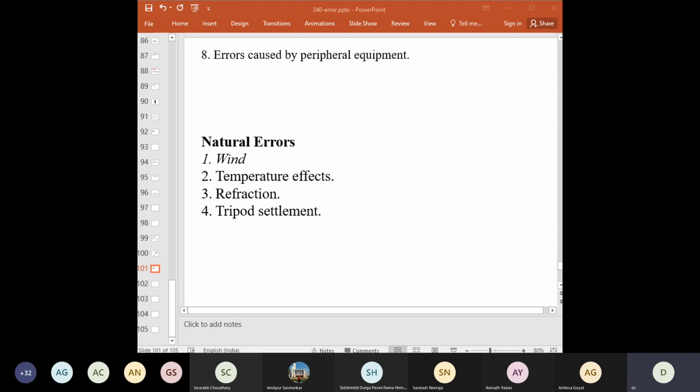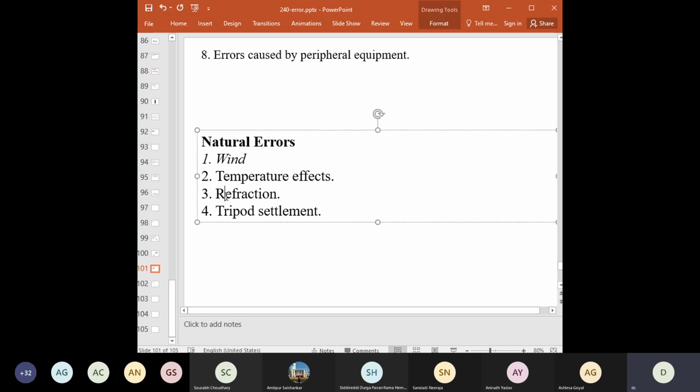The temperature differentials can cause unequal expansions of various parts of the total station instrument, and this can cause the bubbles to run out, which can produce erroneous observations. And again, it is advised that extreme heat or extreme cold are to be avoided for field data collection.